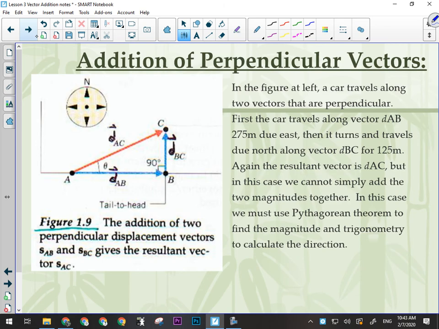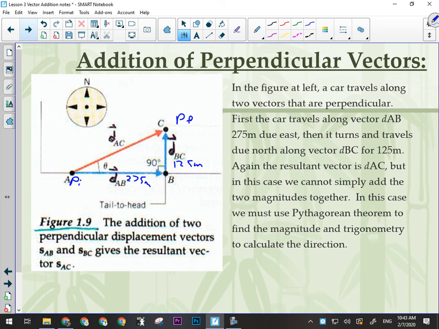Now let's say we've got this situation. Now the vectors are perpendicular. So I have the initial 275 meter long vector going due east, but then after that, the object turns and goes north for 125 meters. If I want to calculate the total displacement, it's still a line that connects the initial position to the final position. That doesn't change. That's the definition of displacement.